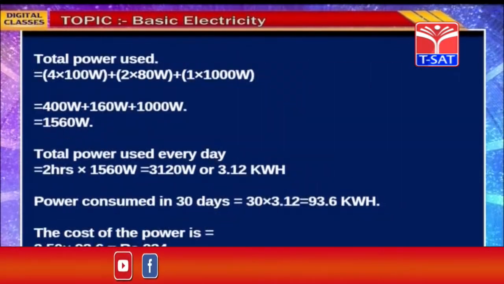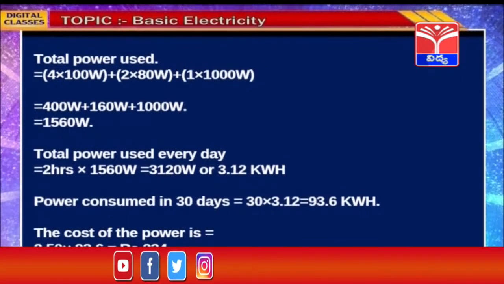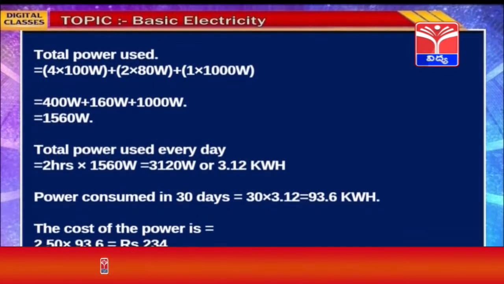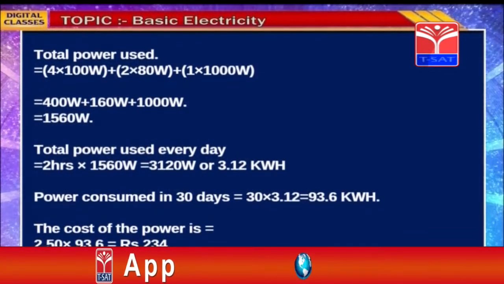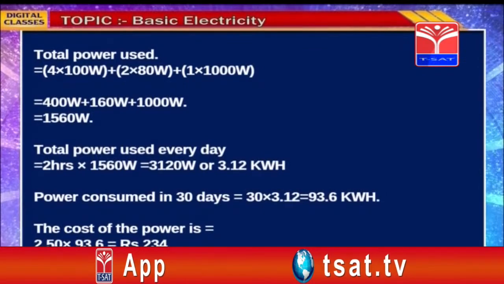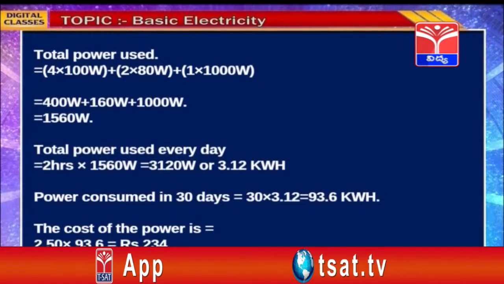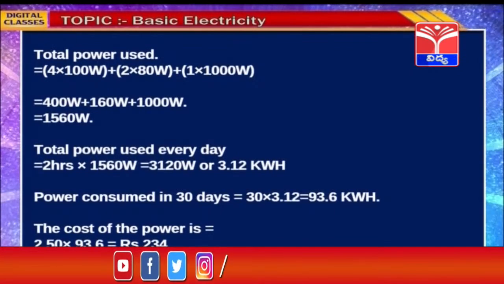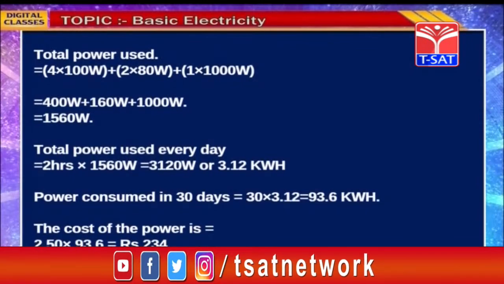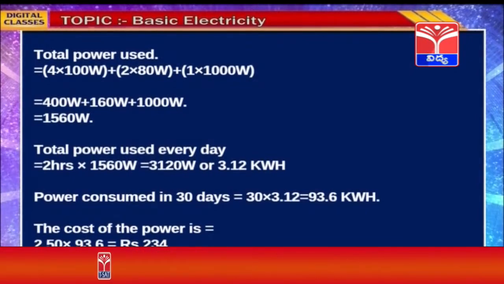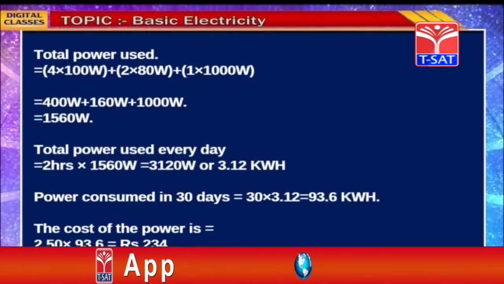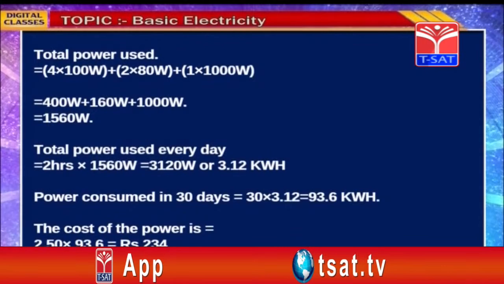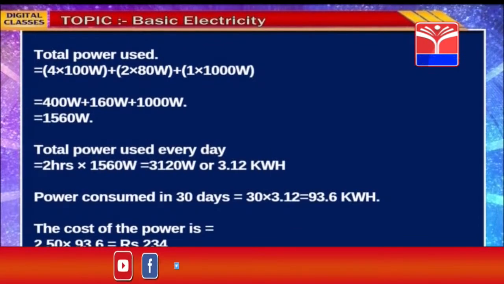Total power used: 4 into 100 watts plus 2 into 80 watts plus 1 into 1000 watts, that is 1560 watts. Total power used every day is equal to 3.12 kilowatt hour. Power consumed in 30 days: 30 into 3.12, that is equal to 93.6 kilowatt hour. The total cost of power is ₹2.50 into 93.6, that is equal to 234 rupees.